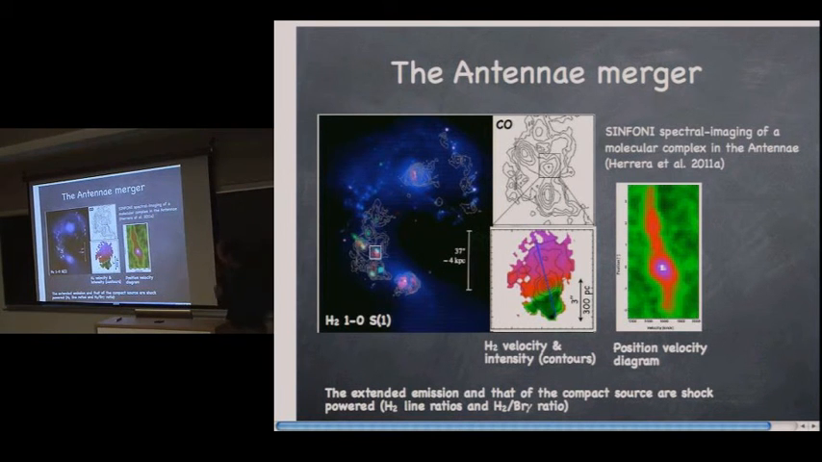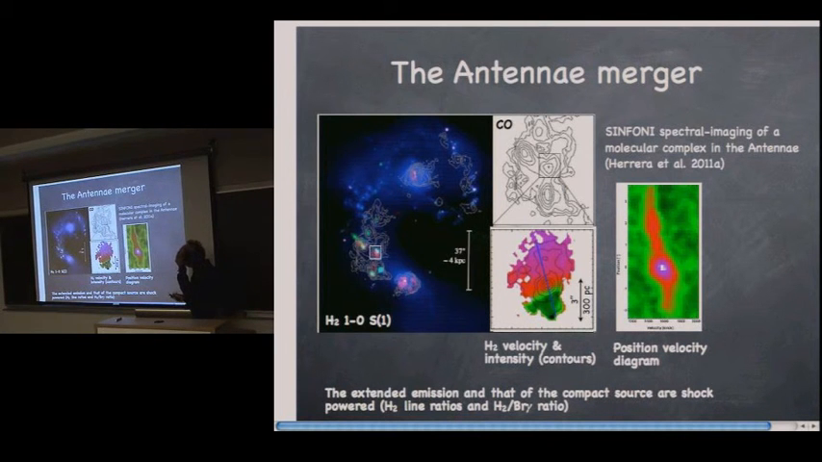So that came out more interesting than what we had hoped. The first thing we discovered was the velocity map, the color map of the H2 emission, and the contours are the intensity. And so we discovered basically two things.